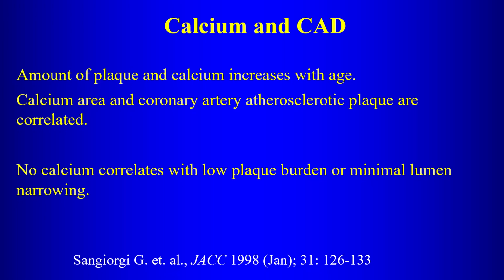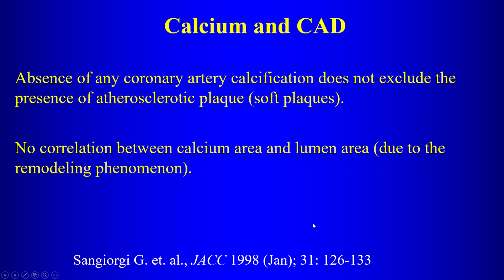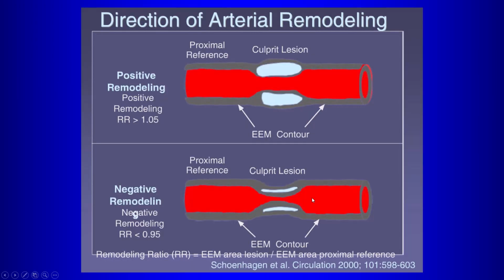No calcium correlates with low plaque burden or minimal luminal narrowing, as we would expect, but the absence of any coronary artery calcification does not exclude the presence of atherosclerotic plaque. So patients can still have soft plaques even though they have no coronary artery calcification. And there was no correlation between the calcium area and the lumen area, meaning that you can have heavily calcified coronary arteries without causing significant stenosis, mostly due to the remodeling phenomenon, which we will discuss next.